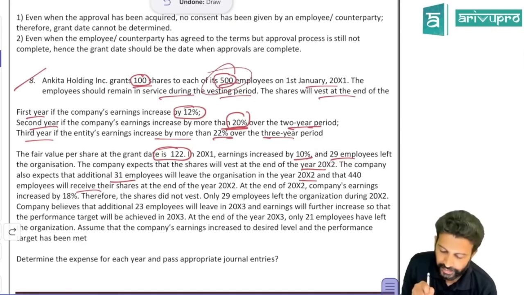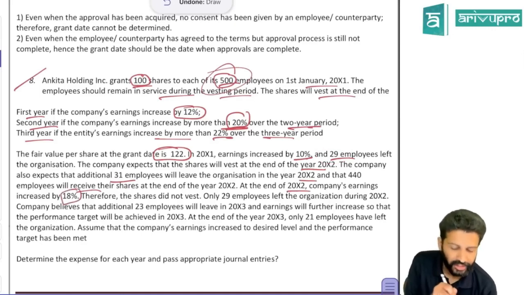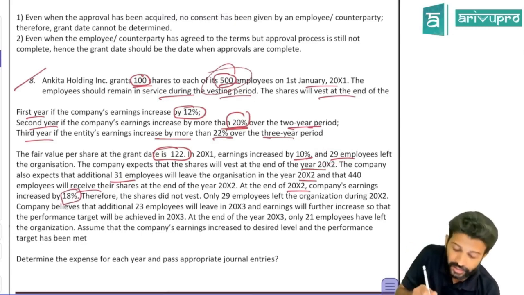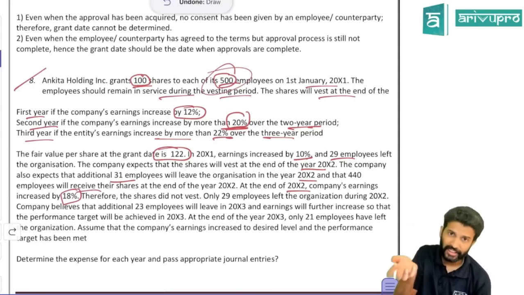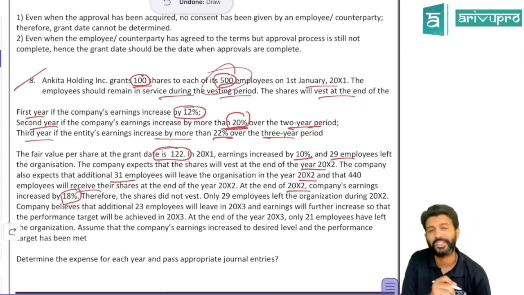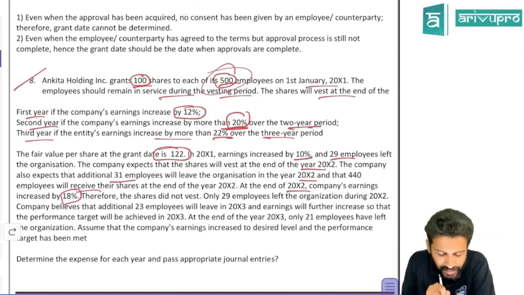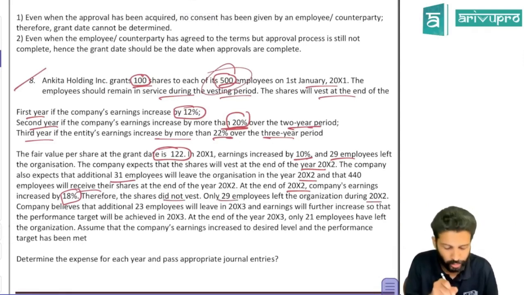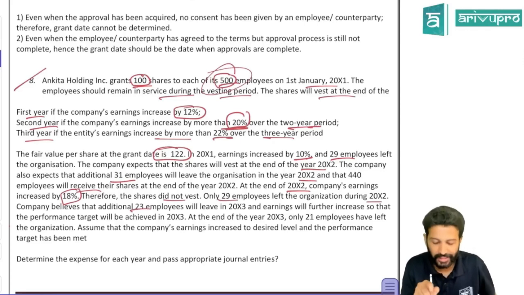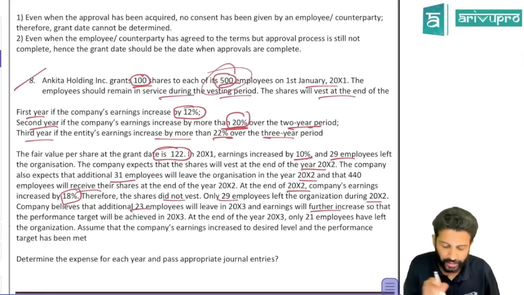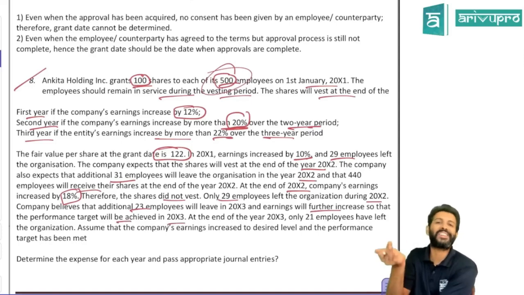At the end of 20x2, the company's earnings increased only by 18%. What was the target? The target was more than 20%. But in the second year earnings increased only by 18%, so the target failed in the second year too. Therefore shares did not vest. Only 29 employees left the organization during 20x2. The company believes an additional 23 will leave, and the earnings will further increase so that the performance will be achieved in 20x3. So the company feels it will now be achieved in the third year.